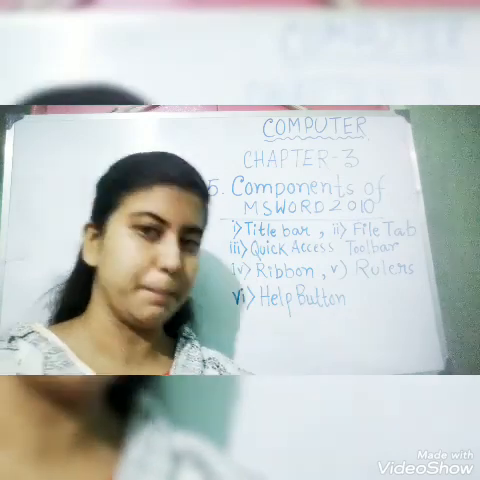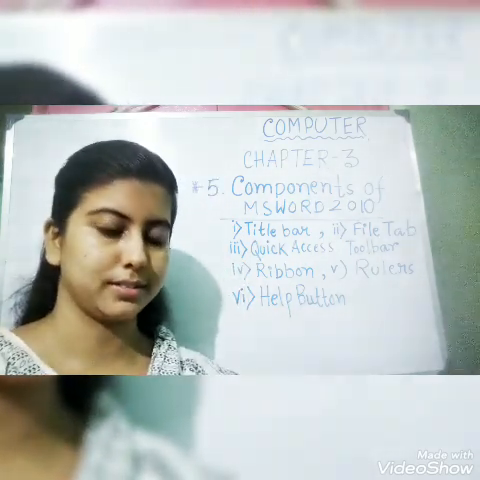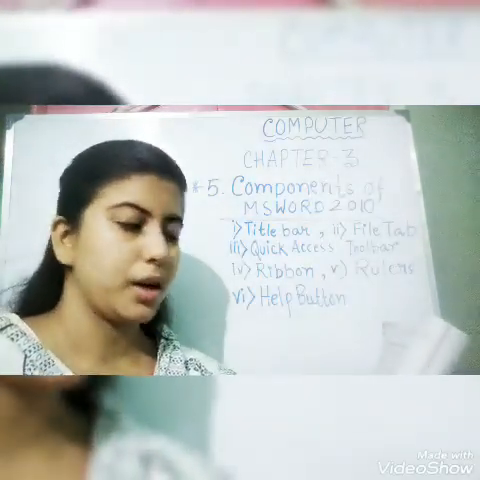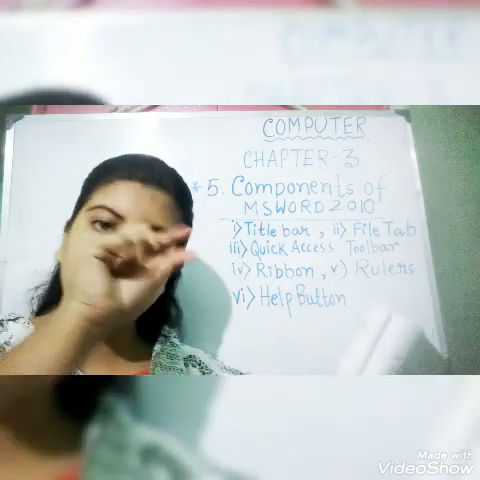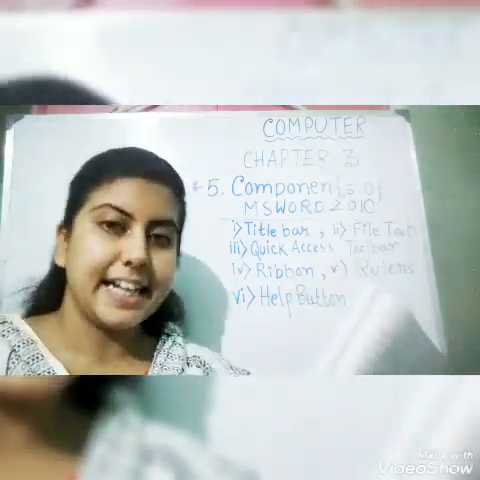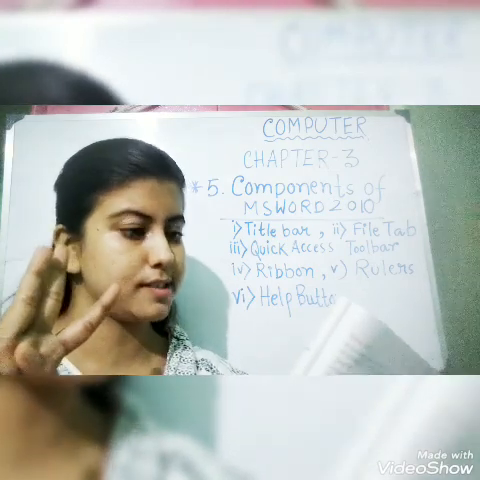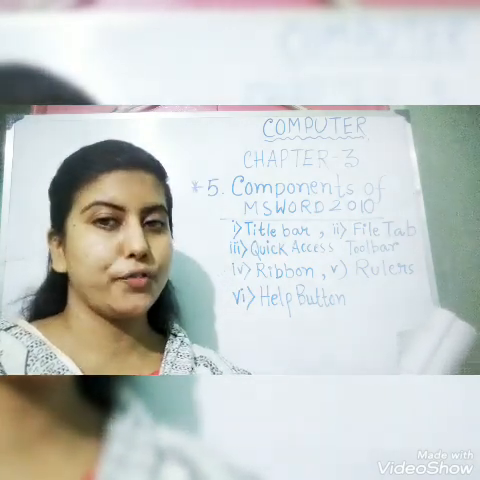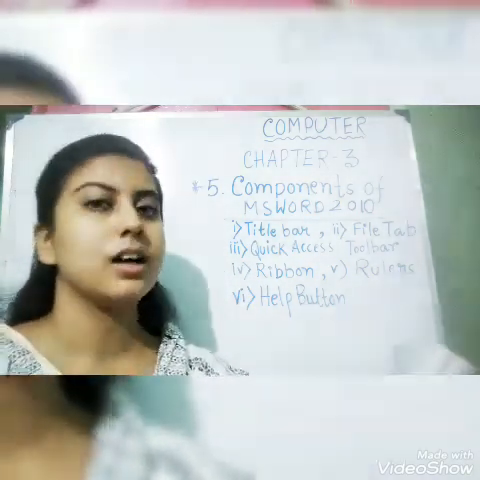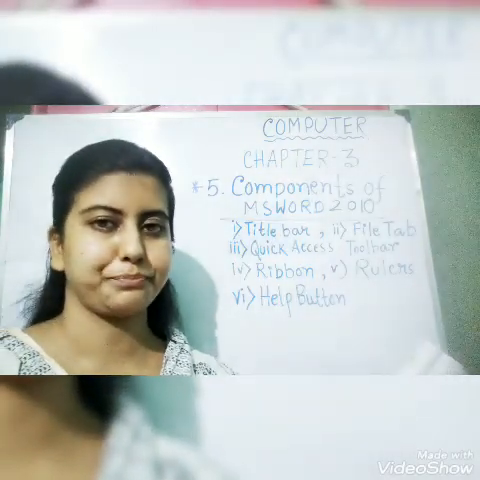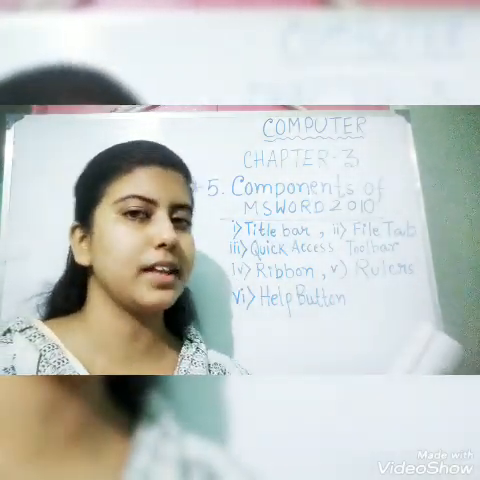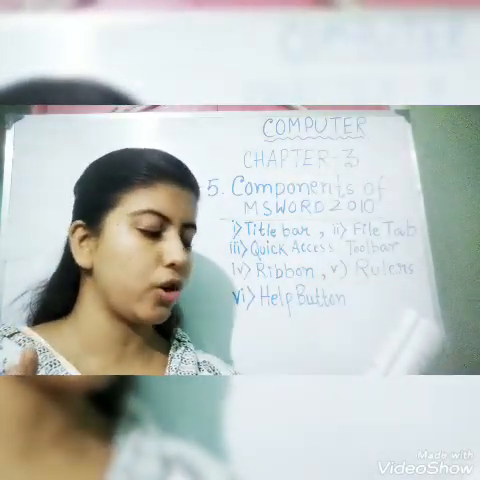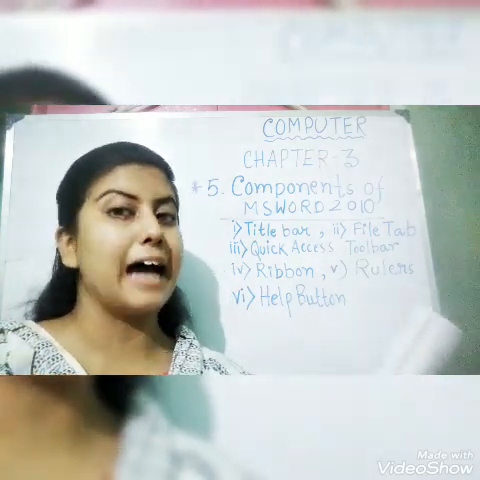Now what is title bar? Let's look. It is a horizontal bar present on the top of the window. It has 3 options: quick access toolbar, name of the document, and control buttons. What are the control buttons? Minimize, restore, maximize, and close.